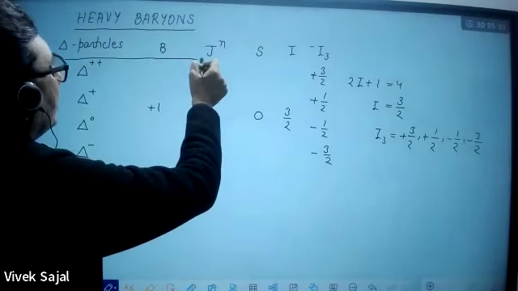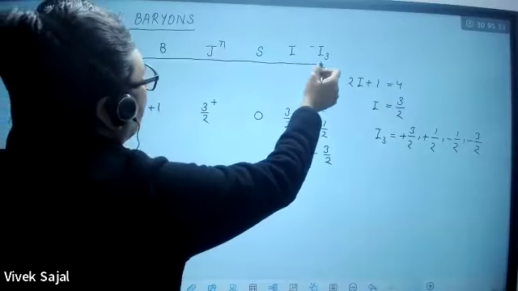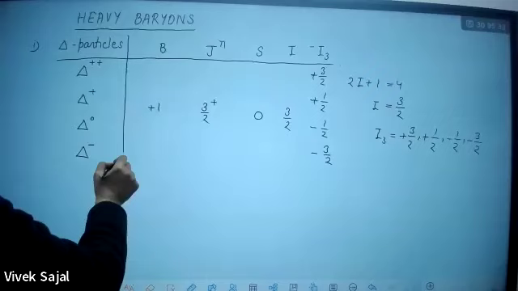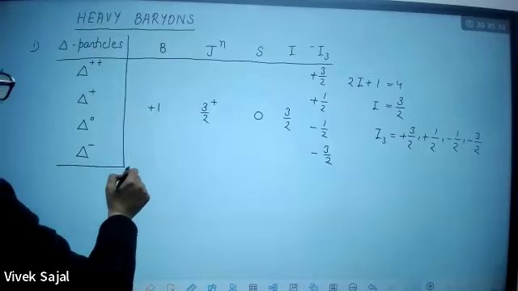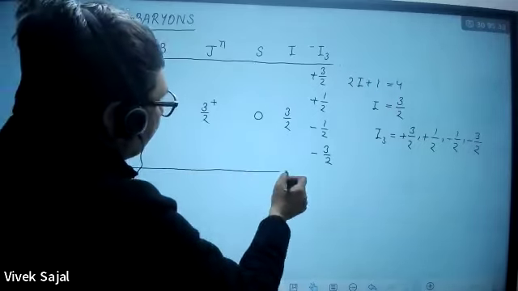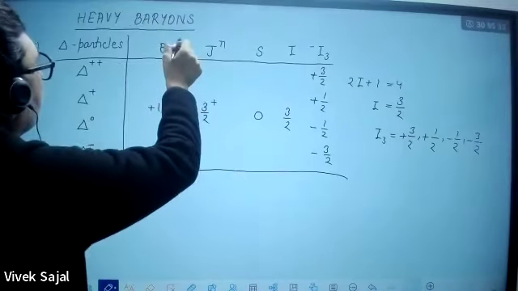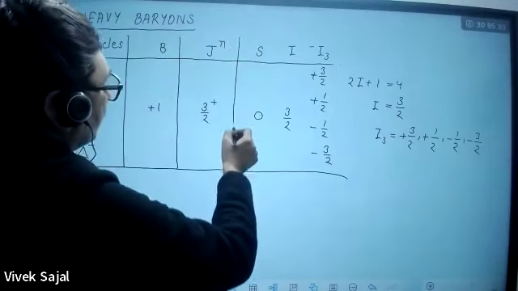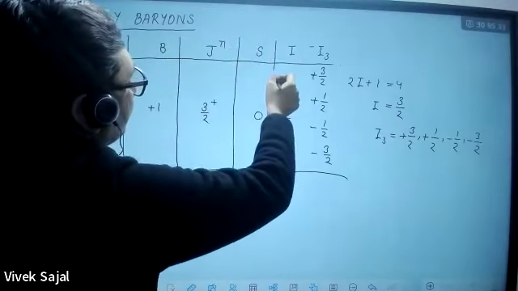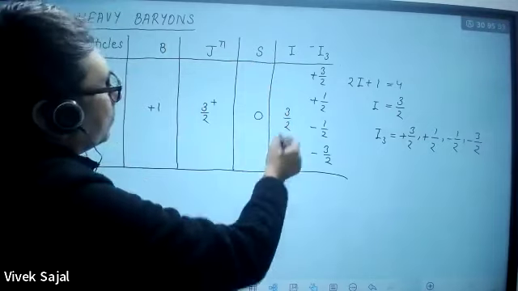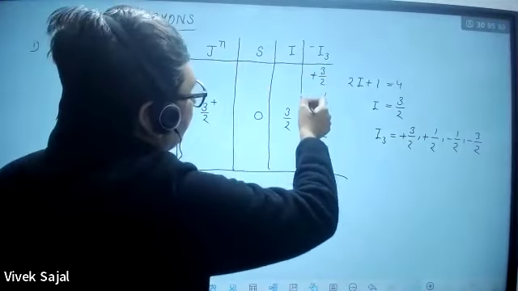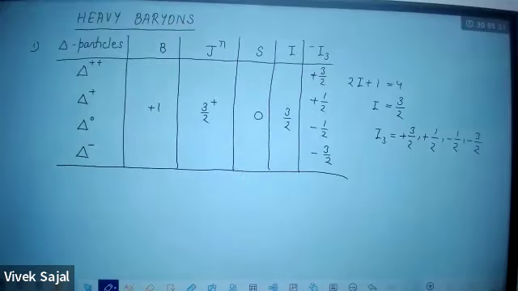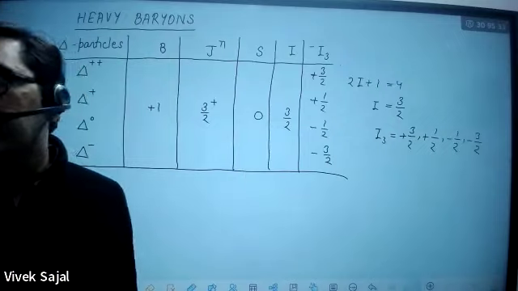So basically these are four delta particles, which are actually heavy baryons. They are baryons, but they are delta particles. Now the second type of heavy baryons.